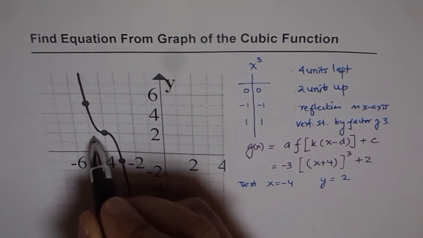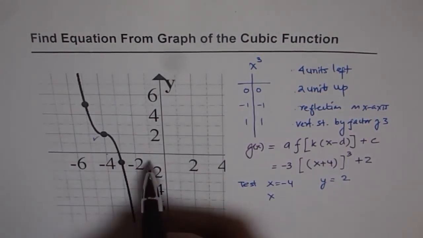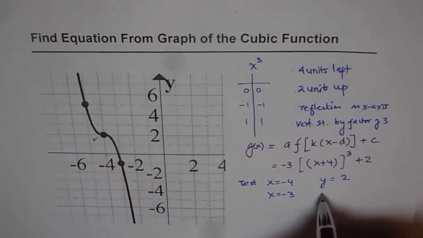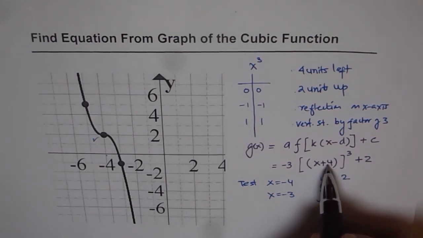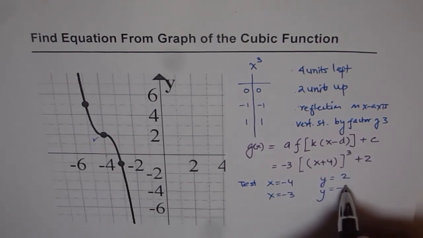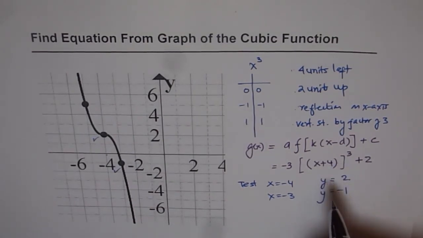Yes, that is correct. Now if I want to test this point, then this is at minus 3. So if I write x equals minus 3, what do I get for y? Minus 3 plus 4 will be 1, 1 cube is 1, times minus 3 is minus 3, minus 3 plus 2 is minus 1, and that is also correct. So it seems that the equation is perfectly fine.